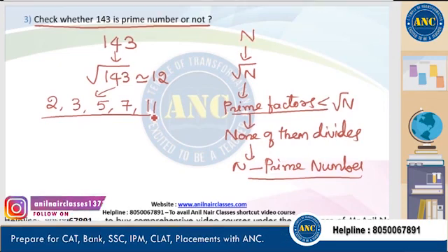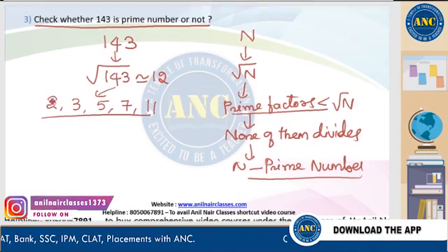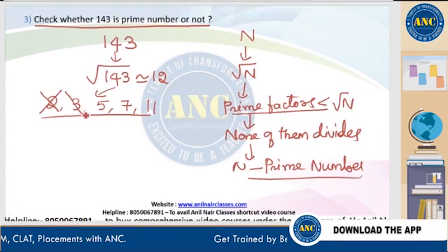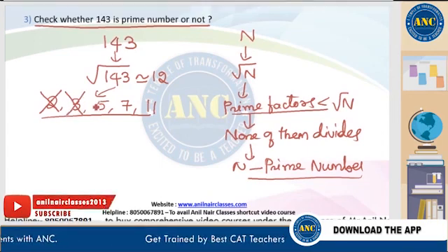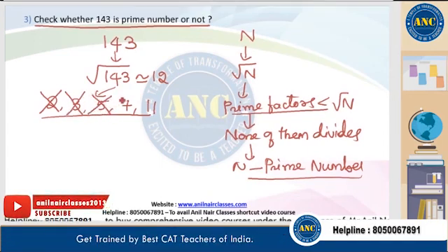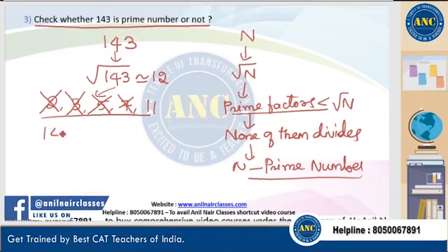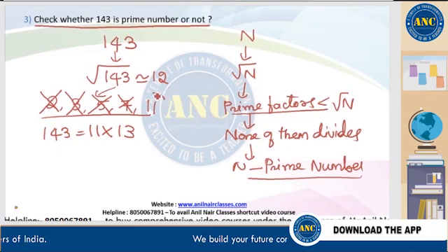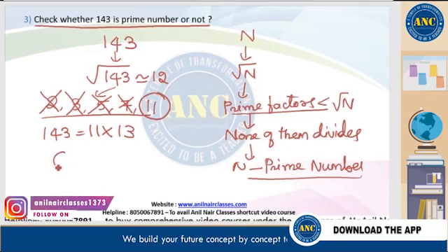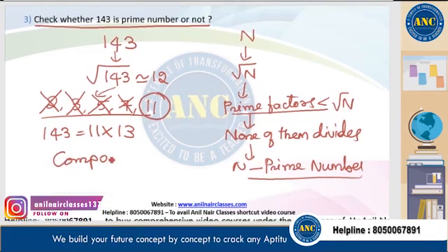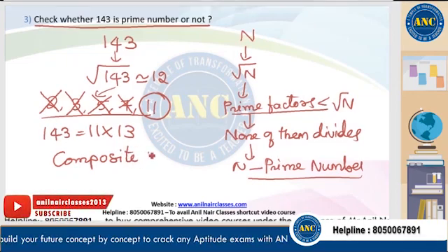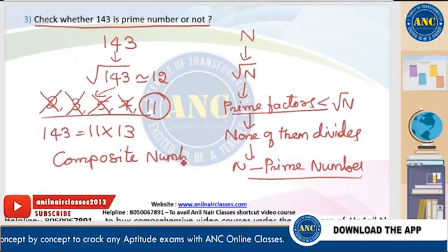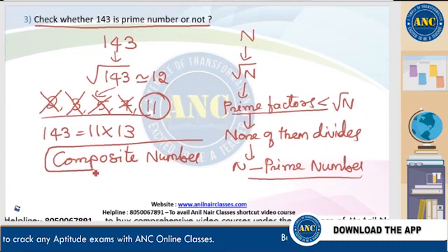None of them divides the number? 2 will not divide 143. 3 will not divide 143. 5 will not divide, 7 will not divide. 143 is nothing but 11 into 13. Because it is divisible by 11, the answer for this question is that this is a composite number.